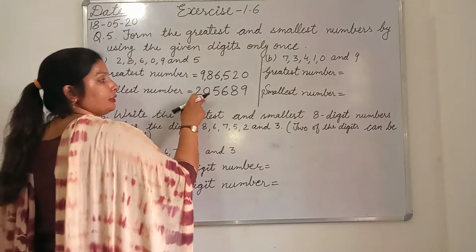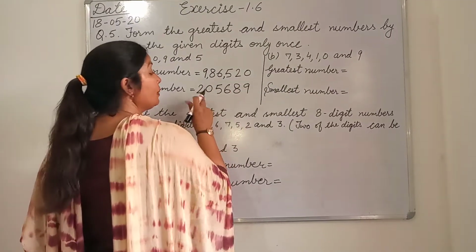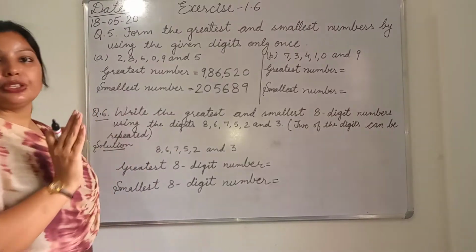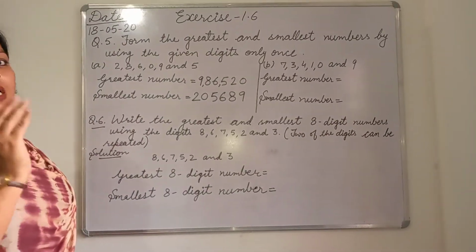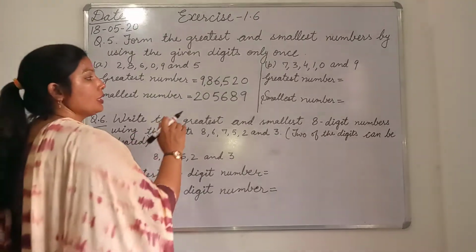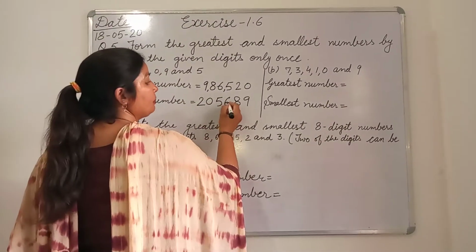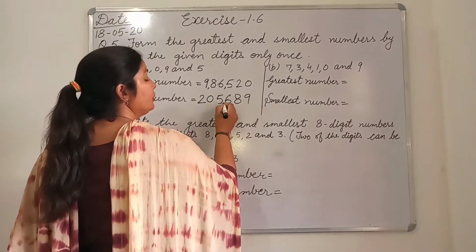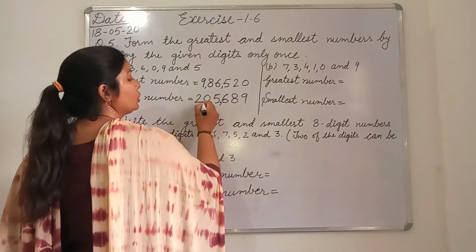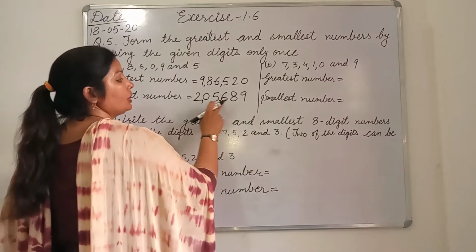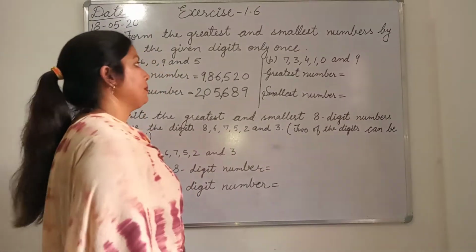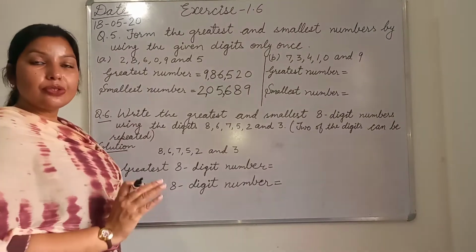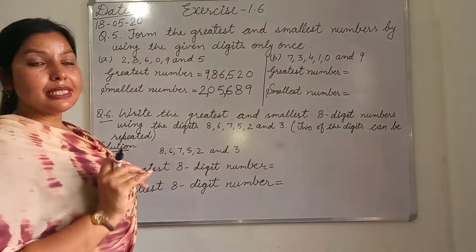If 0 is there, 0 will not be written in the beginning because there is no value of 0 in the beginning. Digit will be less. Okay. So now we can put commas to separate the period. Ones, tens, 100, 1000, 10,000. So it becomes 2,05,689. Okay. So like this you have to arrange in greatest and smallest number.